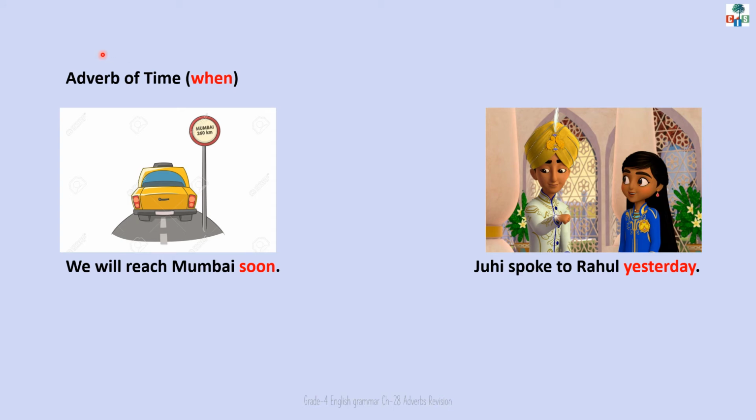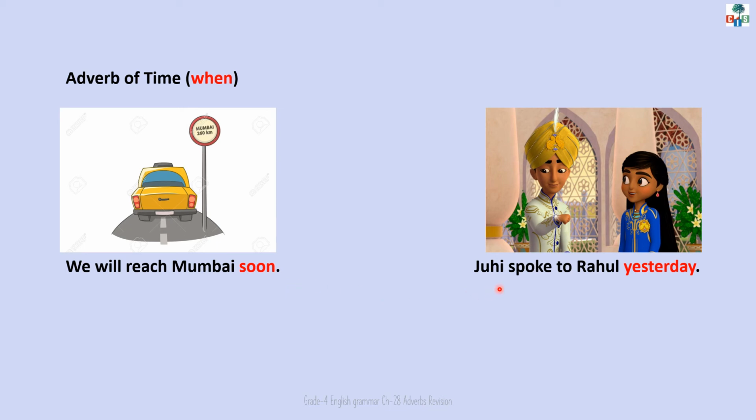Adverb of time. An adverb of time tells us when or at what time an action is done. For example, we will reach Mumbai soon. Now ask the question with when. When will we reach Mumbai? We will reach Mumbai soon. So we get the answer soon. So soon is an adverb of time in this sentence.